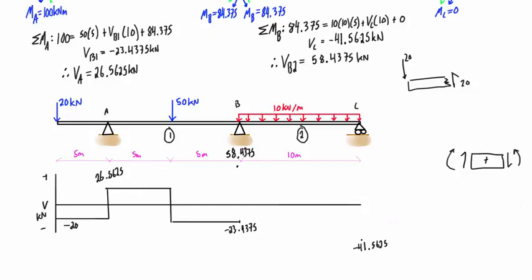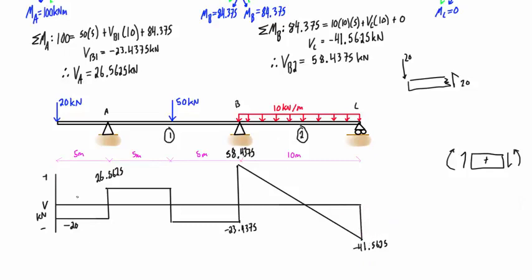All right, cool. So now we throw on some straight lines here. That's going to be a jump up there. And then this should be decreasing linearly by 10 kilonewtons per meter. And actually, 58.4375 minus 100, that's 10 times 10, brings you down to 41.5625. So that's a nice little check for us as well. And then we'll just finish this up with a nice little line like that.